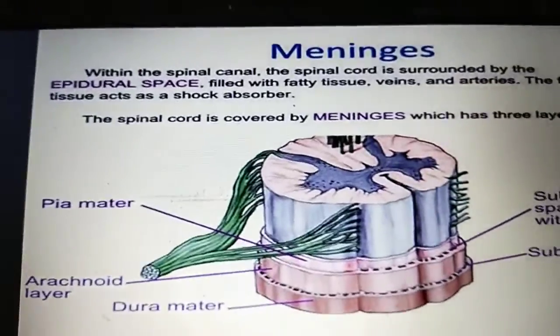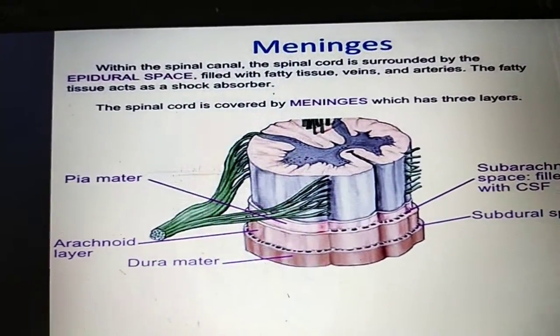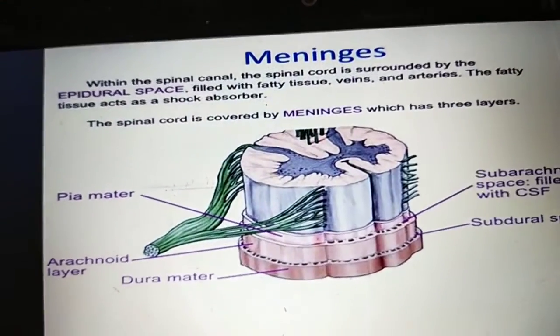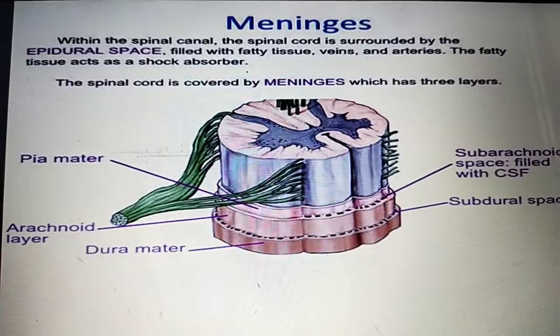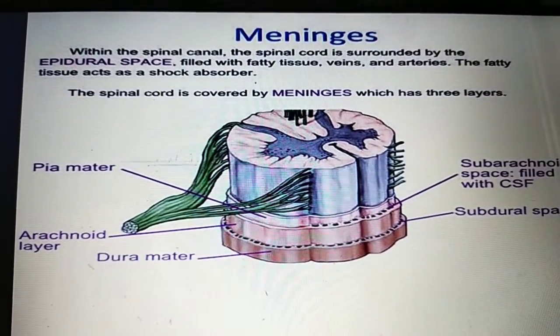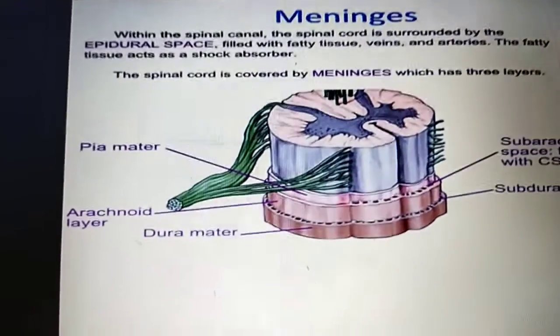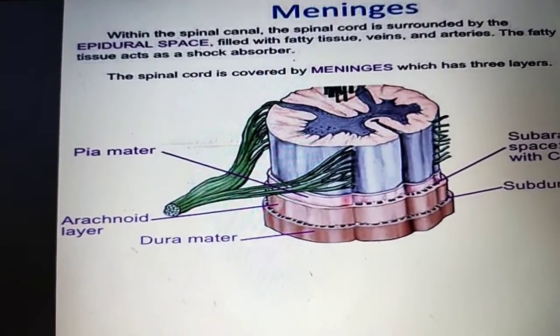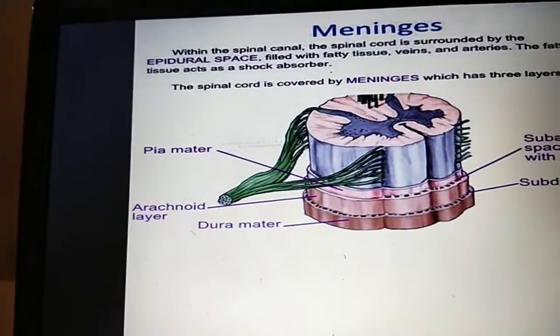Within the spinal canal, the spinal cord is surrounded by the epidural space. I already told what is meant by epidural space. It's filled with fatty tissue, veins and arteries, and the fatty tissue acts as a shock absorber, or it works like a cushion. Okay, and the spinal cord is covered by the meninges, which has 3 layers.